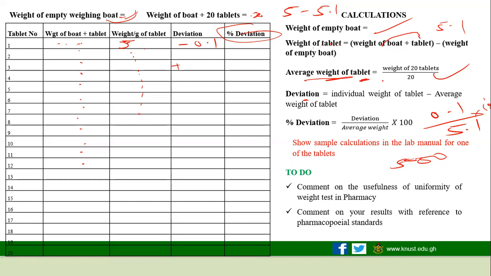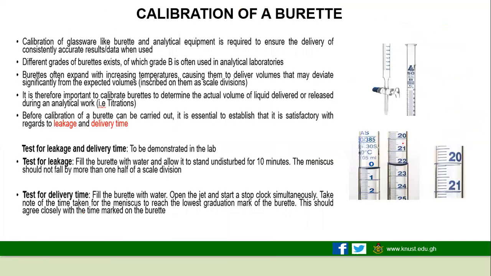Are we following? Good. Now, if all of them have passed, but one of them has deviated by, let's say, 11%, then we have failed, because we said none of them should deviate by more than 2 times the permissible deviation. Very important. Next thing, calibration of a burette.